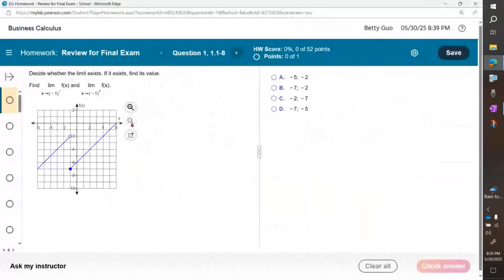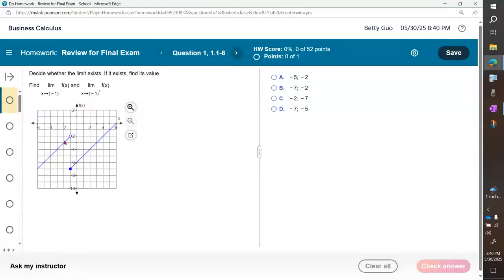Question number 1. Decide whether the limit exists. If it does, find the value. So we'll consider the limit of the function f when x approaches -1. Let's look at the graph. At -1, this is the x-axis, this is the y-axis, so this is the origin. When x equals -1, the function has a jump, right?